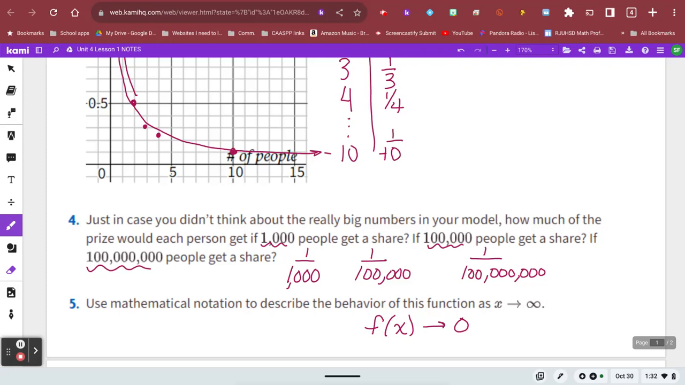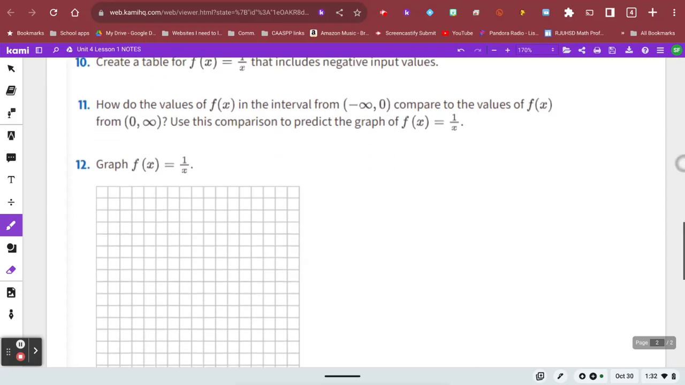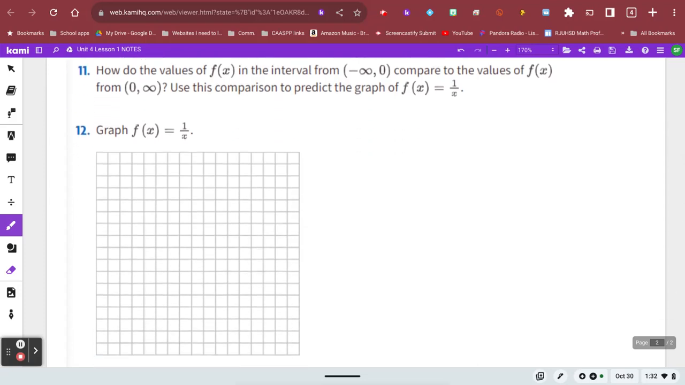Okay? Now, if we go on to the next page, now let's work on this one. So here we're going to create a table for 1 over x, and we're going to put some negative numbers in it because we already have the positive numbers. And we're going to describe it with intervals. Okay, so basically we're going to do domain and range, and we're going to talk about decreasing and the end behavior and decide if this is an odd or even function. Okay. All right. So the first thing we want to do, let's go ahead and draw.